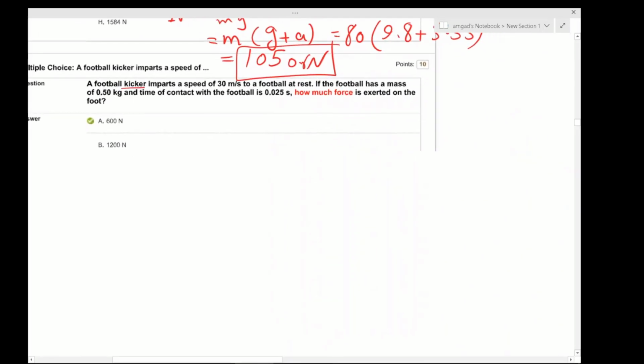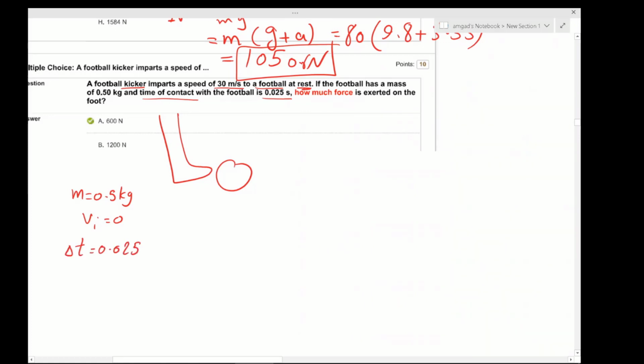A football kicker imparts a speed of 30 meters per second to a football. The football was at rest, so he will kick the football. The initial speed of the football is 0. If the football has a mass of half a kilogram, and the time of contact with the foot is 0.025 second, delta t.